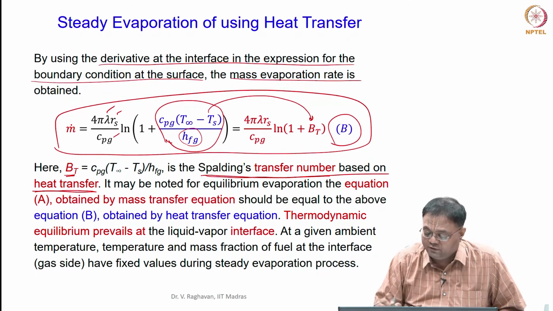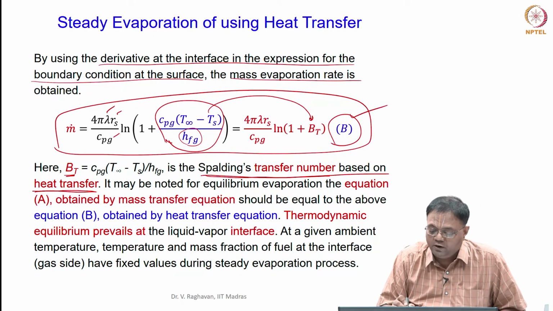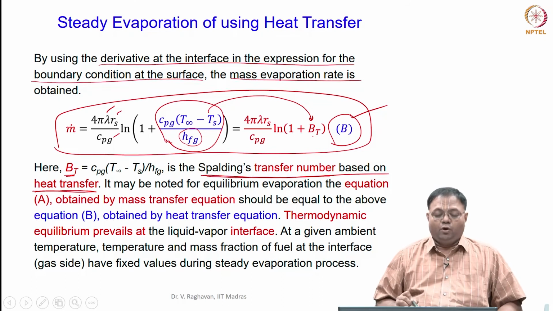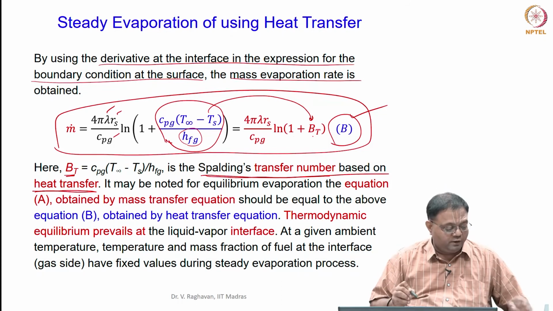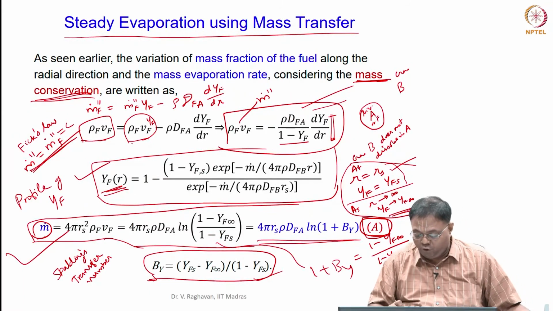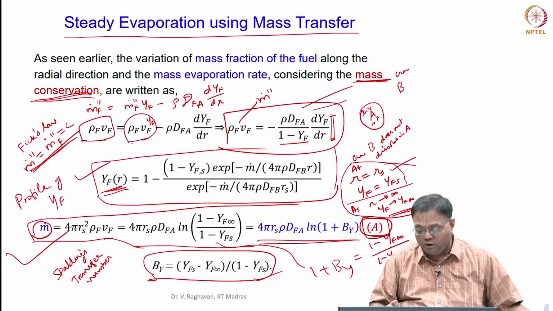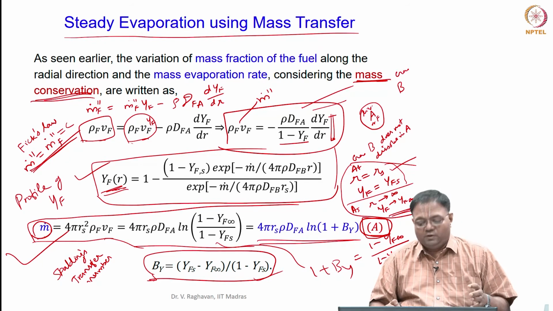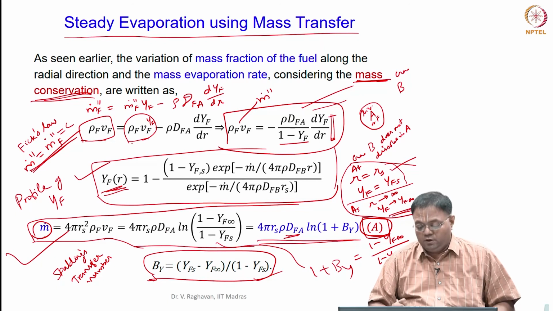So you get this equation B, which is nothing but 4 pi lambda, the thermal conductivity, Rs, the instantaneous radius of the surface, and by Cpg into natural logarithm of 1 plus Bt. Now please understand that we already got an expression for mass transfer, which was 4 pi Rs rho D into natural logarithm of 1 plus By. So 4 pi Rs is common.